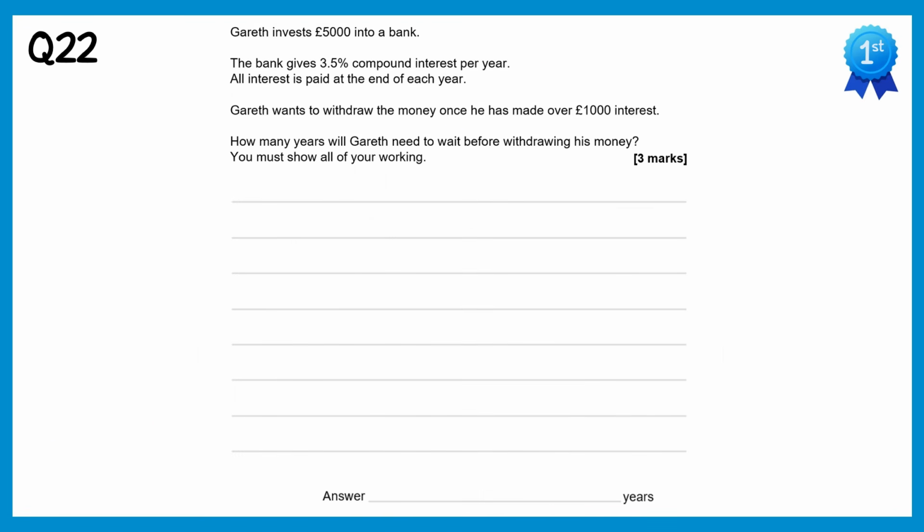In this question we have Gareth who has £5,000 and he's going to invest it in a bank with 3.5% compound interest. We also know that Gareth wants to withdraw the money once he has over £1,000 in interest. If he's going to invest £5,000 and he wants at least £1,000 in interest, we need to do 5,000 plus 1,000, which is 6,000. So we're looking for when the amount of money in the account hits £6,000.